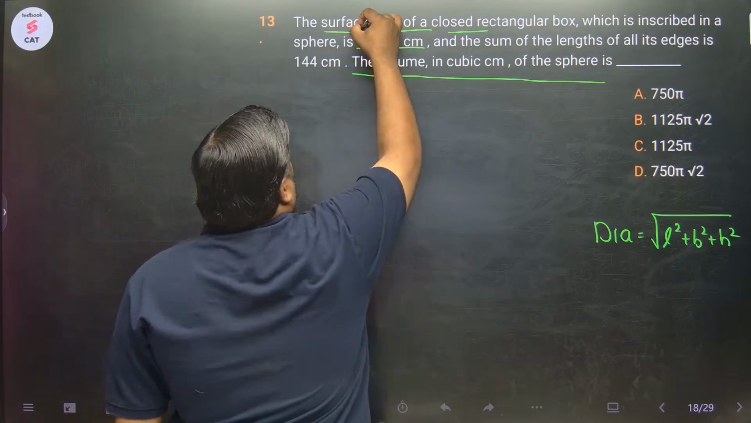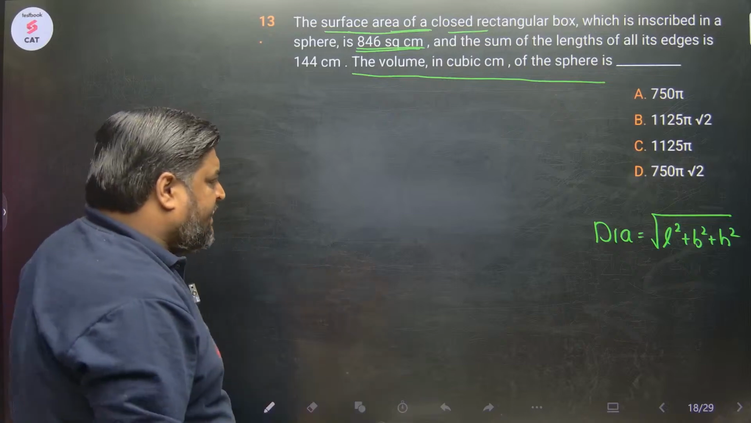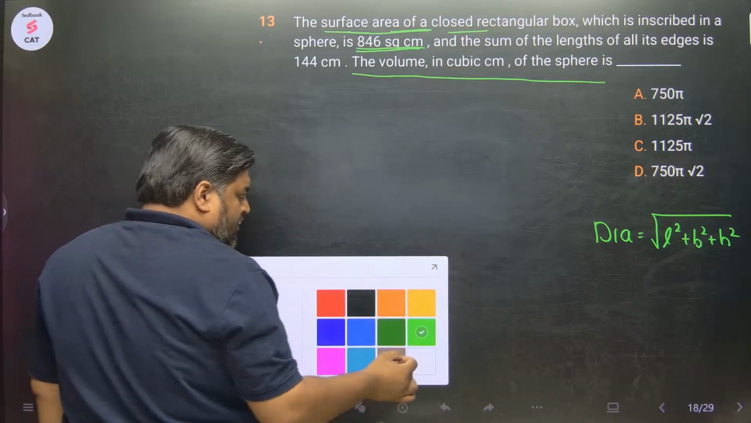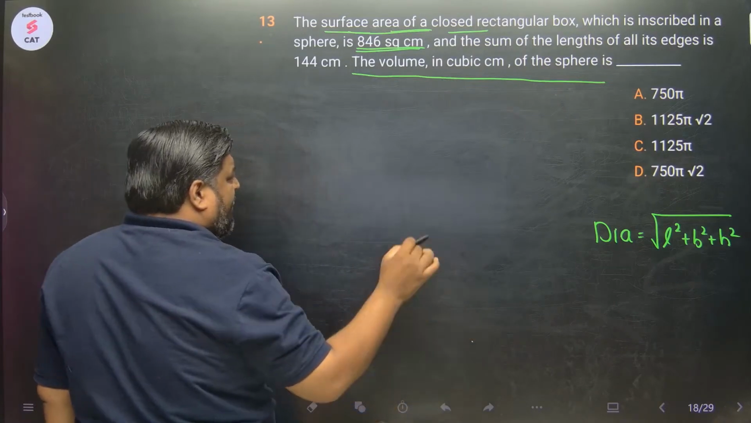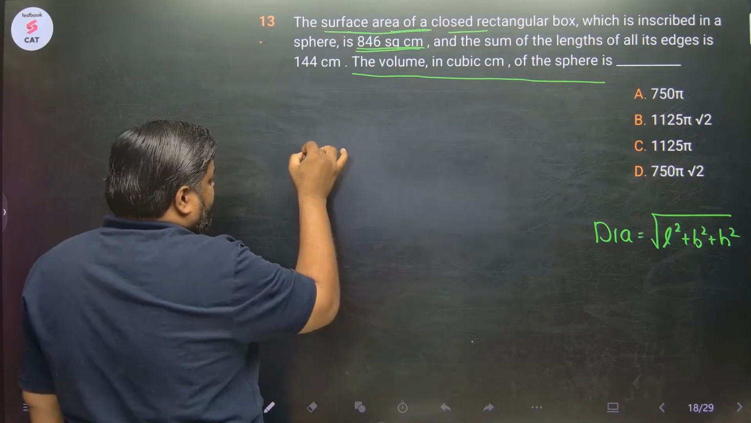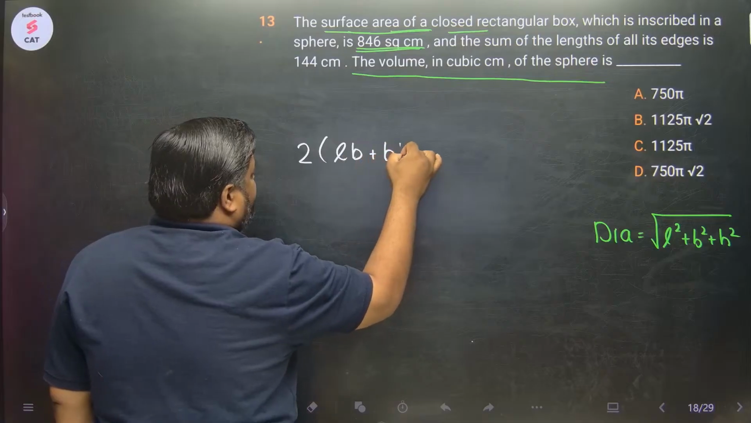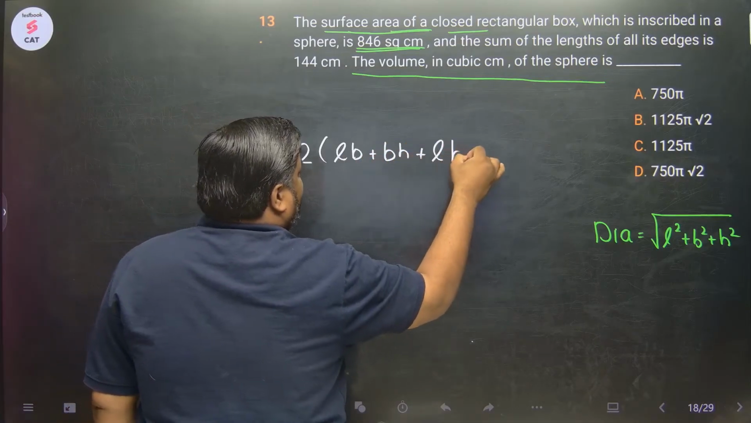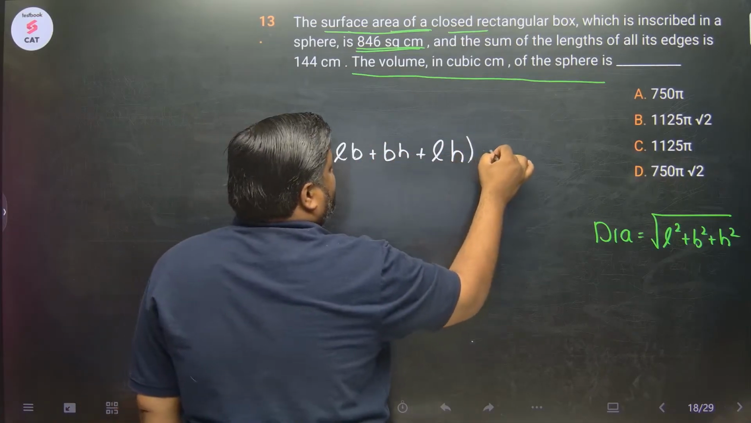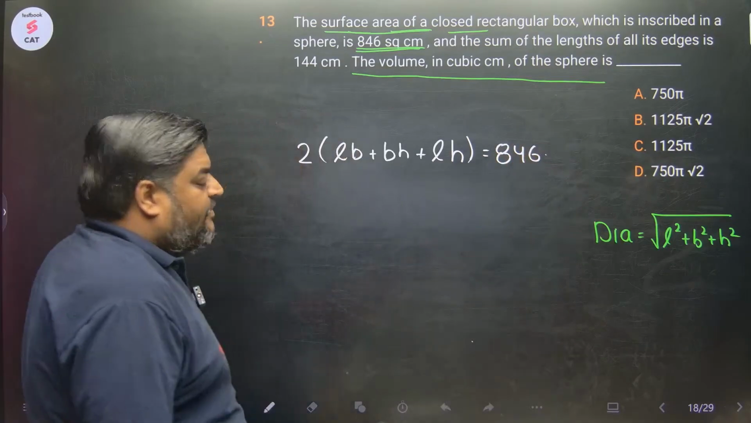Surface area of the rectangular box is 846. What is the surface area of a rectangular box? For a cuboid, the rectangular box is cuboid in nature. What is the total surface area? Sir, 2 times (LB plus BH plus LH). This is 846.